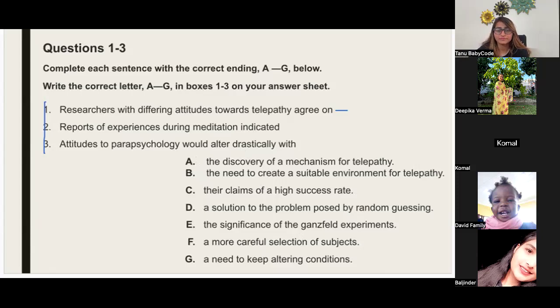Everyone ready? Yes, everyone? Yes, ma'am. Okay. Read the first half and the second halves also, and then find out.